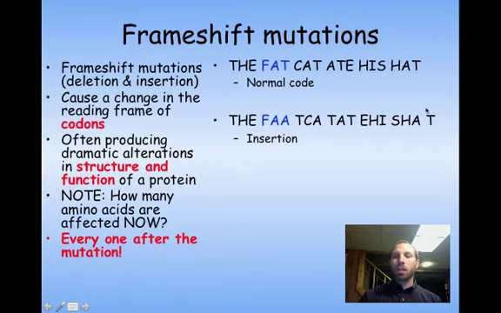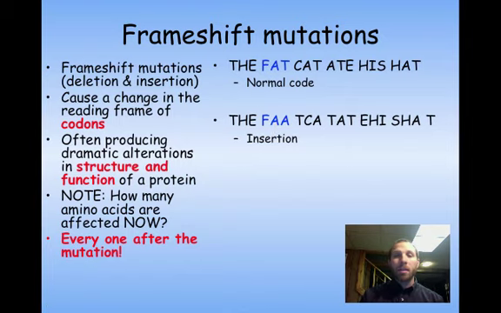We see we have an extra nucleotide here. No longer are groups of 3 for our codons. The reading frame has shifted. We can no longer read the words fat cat ate his hat. It pushes everything to the right because we've added an extra nucleotide.